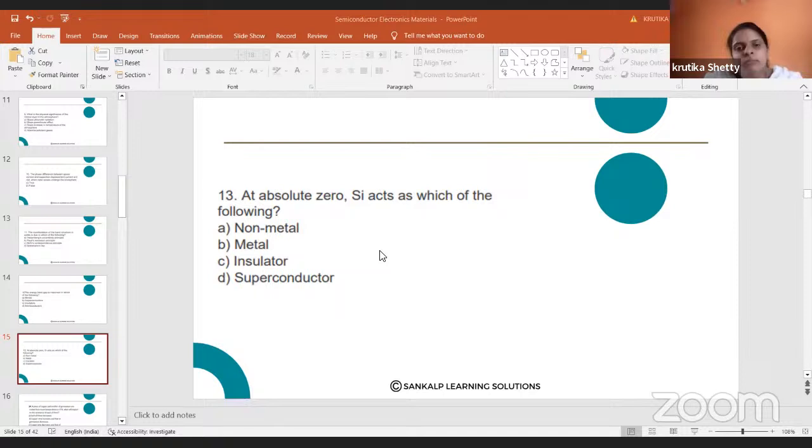Correct. At absolute zero, silicon or a semiconductor acts like an insulator. Option C is correct. Then the next question.